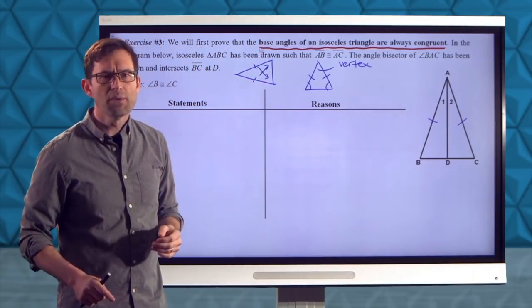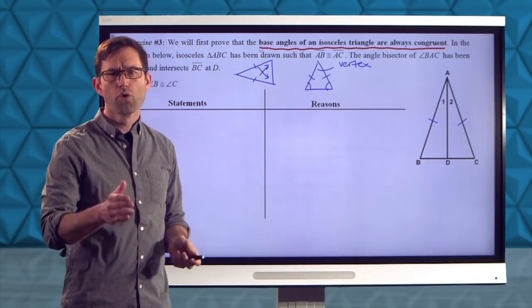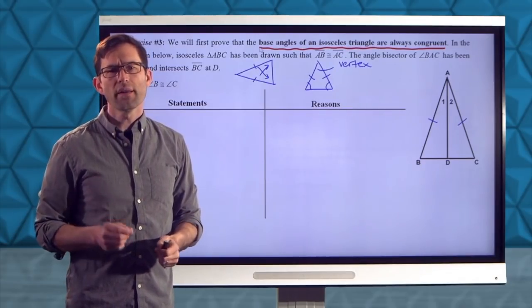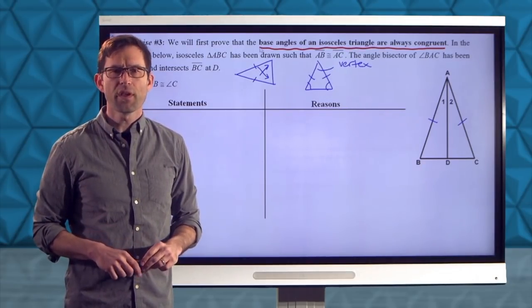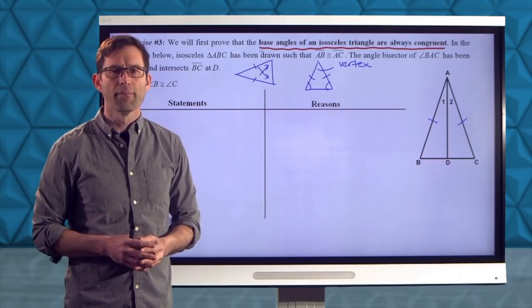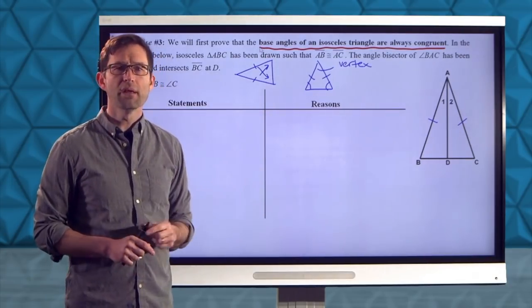That sounds a lot like a CPCTC scenario, right? We're trying to prove angles are congruent. What I'd like you to do is take a little bit of time and think about, given what we know about the diagram, how we could prove that B and C are congruent.